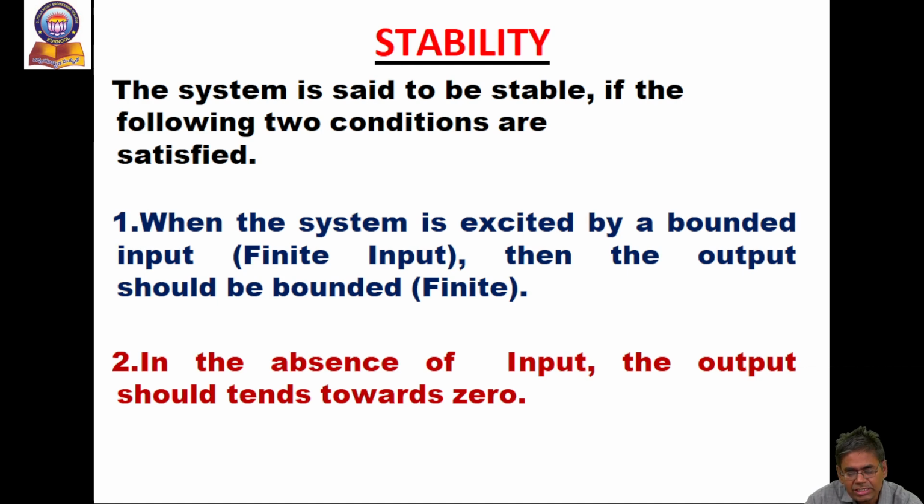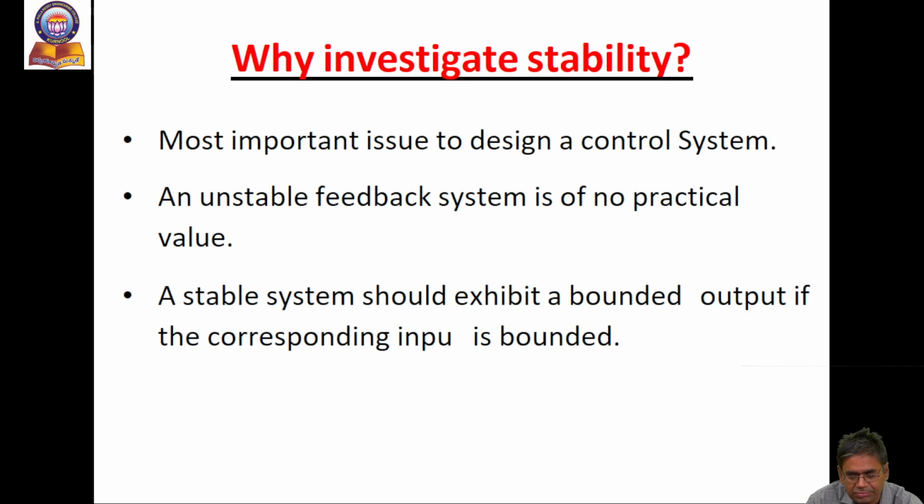The main definition of stability: the system is said to be stable if the following two conditions are satisfied. First condition: when the system is excited by a bounded input, the output should be bounded. This is the main definition of the stable condition. When the system is excited by a bounded or finite input, the output should also be bounded, that is, finite. Second condition: in the absence of input, the output tends to zero. These are the definitions for the stable condition.